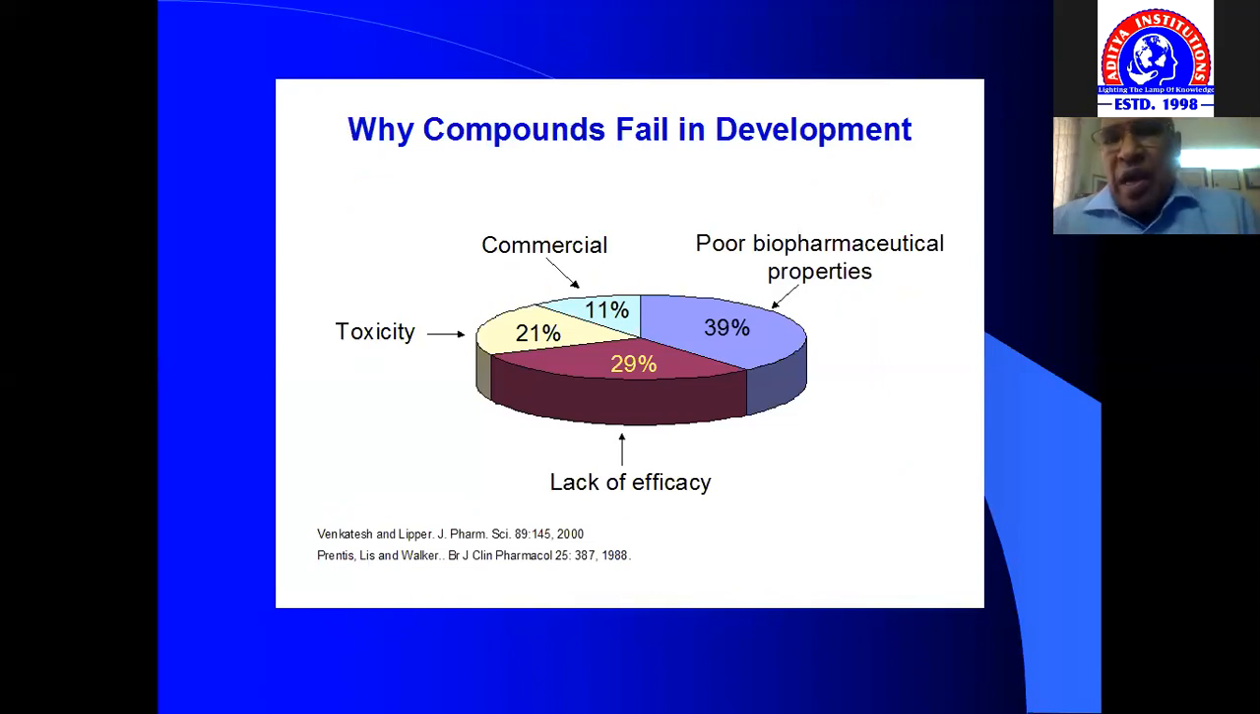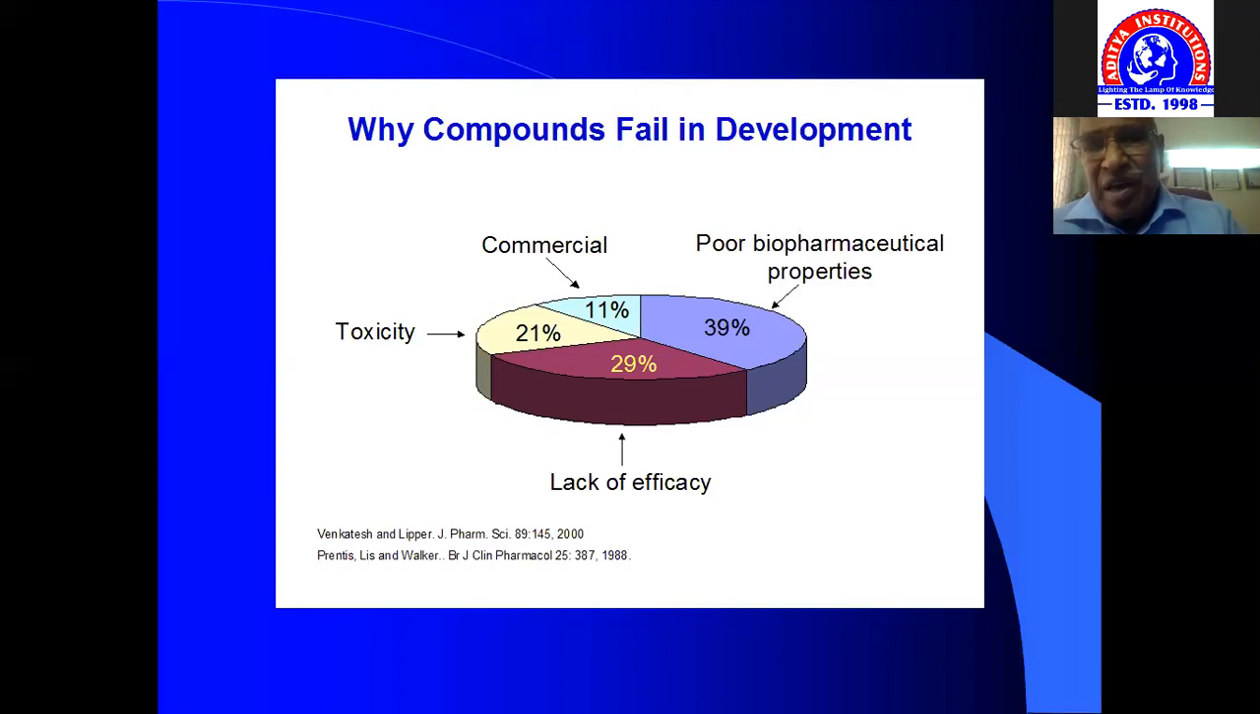Okay, now why compounds fail in development? We are coming towards the end. I have only 3 more slides. Bulk of the compounds are poor biopharmaceutical. Guys, it is the biopharmaceuticals. Your area is the most important. Close to 40% of the drugs are failing because of lack of good biopharmaceutical development. Essentially, you are the most important people in drug development.